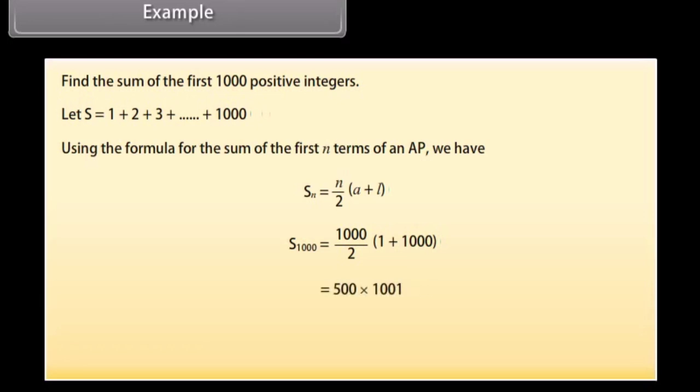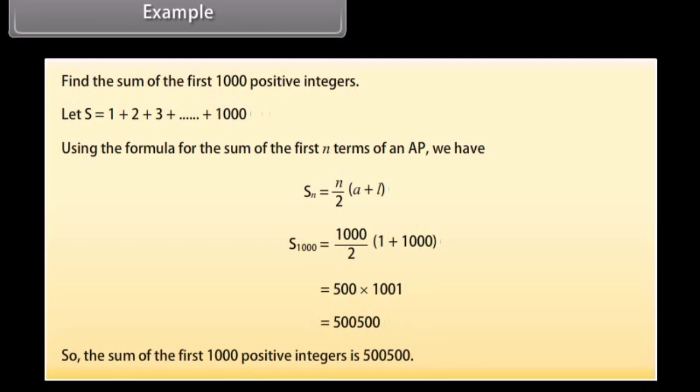This is equal to 500 into 1001, which becomes 500500. So the sum of the first 1000 positive integers is 500500.